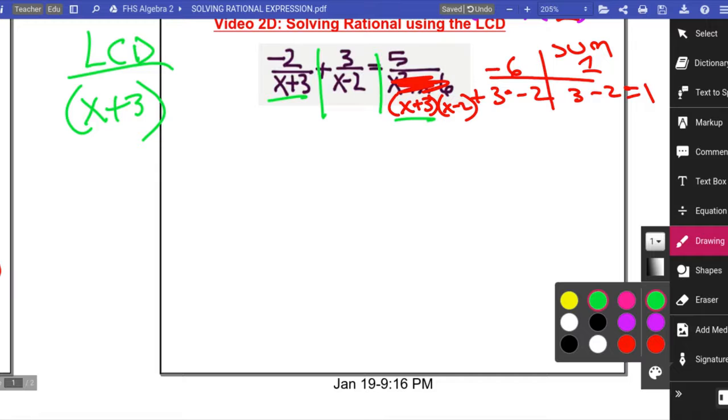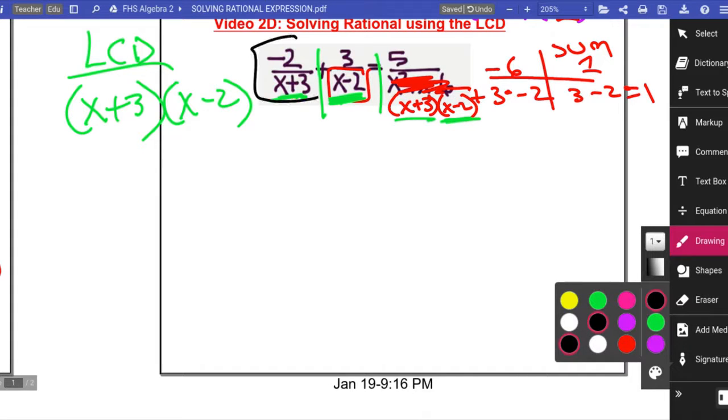Leftovers. Leftover 1. And wait, that's not a leftover. That's also common. Here's another one. Okay. Common, common, common, common. We're good. All right, so now let's carry on to rewriting it.